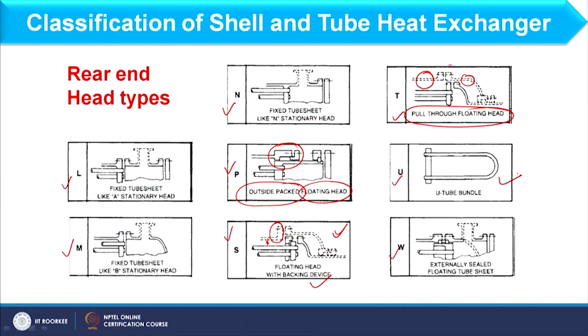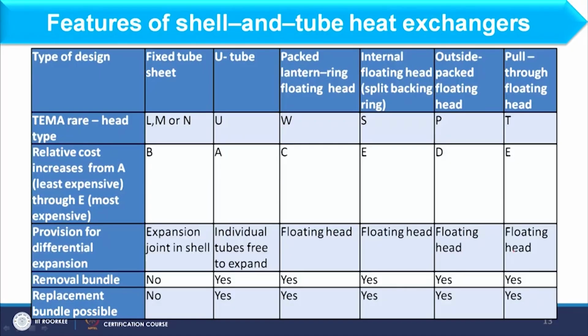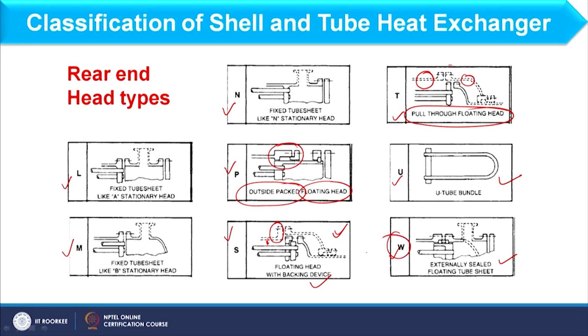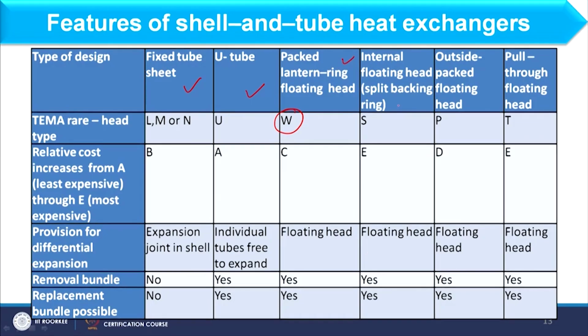U tube you understand very well, and here we have externally sealed floating tube sheet, okay. So these are some rear ends, and here we have some features of shell and tube heat exchangers depending upon the type of exchanger, like fixed tube sheet, U tube, packed lantern ring floating head, that is the TEMA W, and if you see this is basically TEMA W, okay. And here we have internal floating head, and here we have internal floating head with backing strip, and then outside packed floating head, and then this is basically internal floating head, that is pull through floating head.